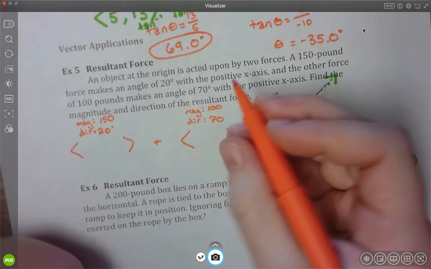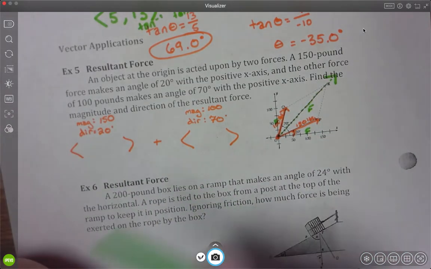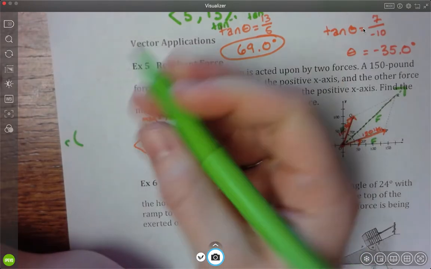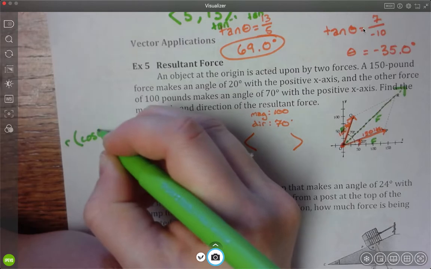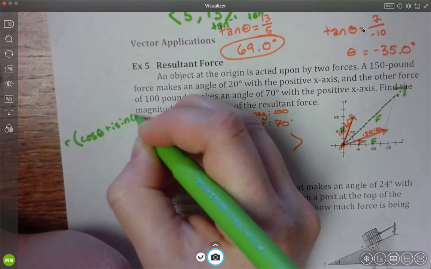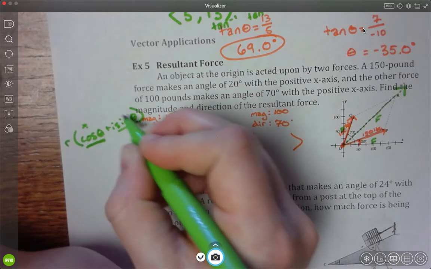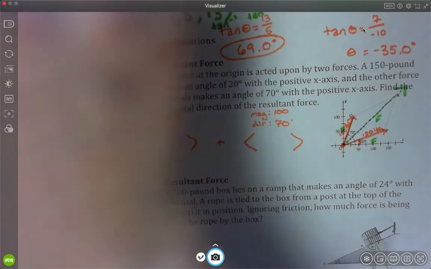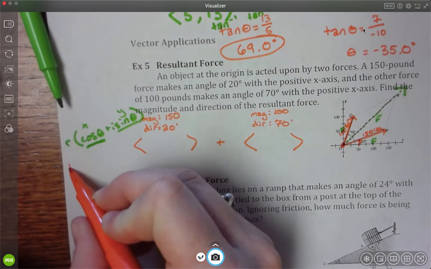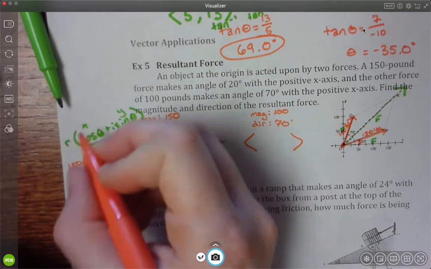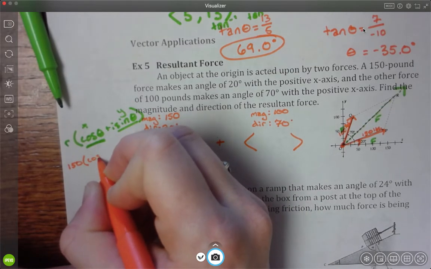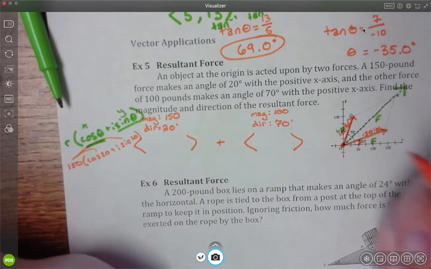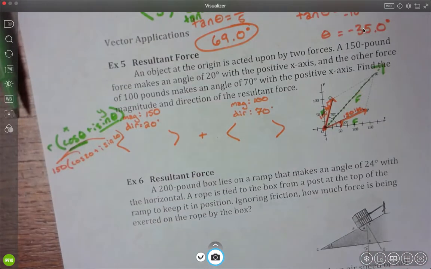Like what we did in the last section, going from magnitude and direction to component form is like that polar form we did: r times cosine theta plus i sine theta. Cosine is always going to be your x-coordinate, and sine is always going to be your y-coordinate. For the first one, your r is a magnitude of 150 and your angle is 20 degrees. So it'd be 150 times cosine of 20 plus i times sine of 20. Then I would distribute those through and find my component form. Same thing for this one, so let's go ahead and do that real quick.